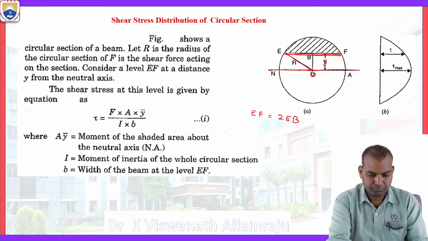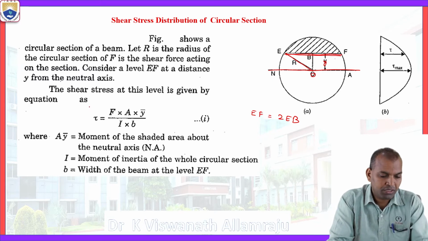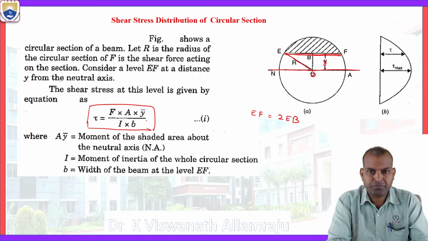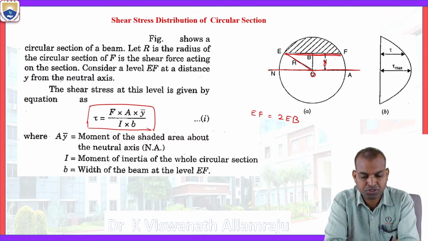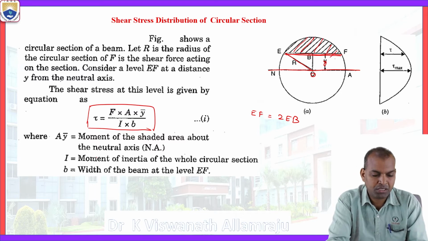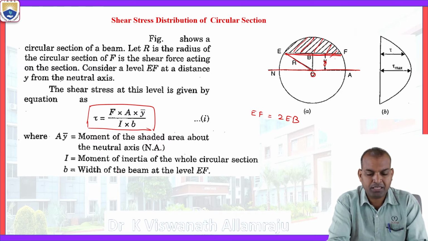EB. We know the shear stress distribution formula, that is tau equals F A y bar by I B, where F is the shear force and A y bar is the moment of the shaded area. The shaded area portion is the EF portion, the shaded area about the neutral axis, and I is the second moment of area of the whole circular section, and B is the width of the beam at the level EF.